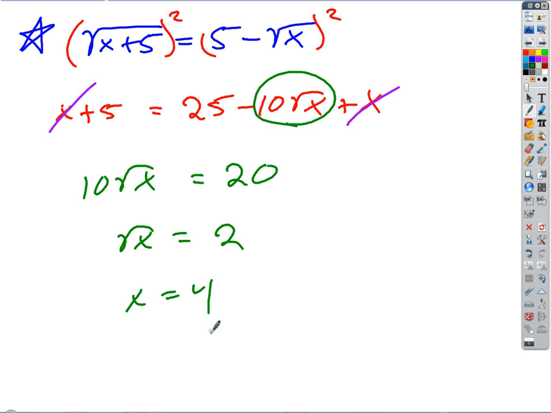It could have been worse though, couldn't it? If the x's didn't get rid of each other, then we would have more stuff. Yeah, it would have been a little tougher.